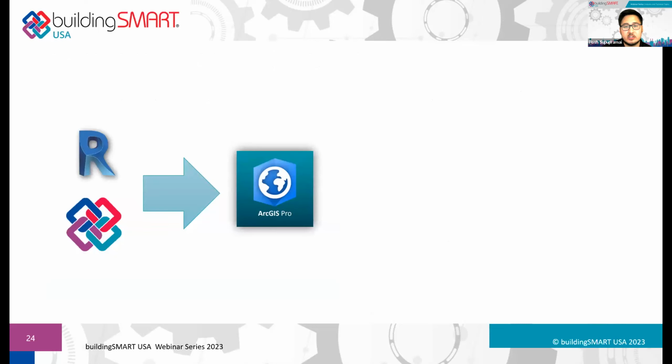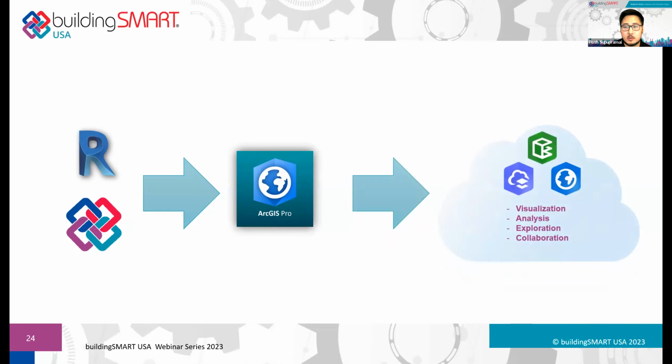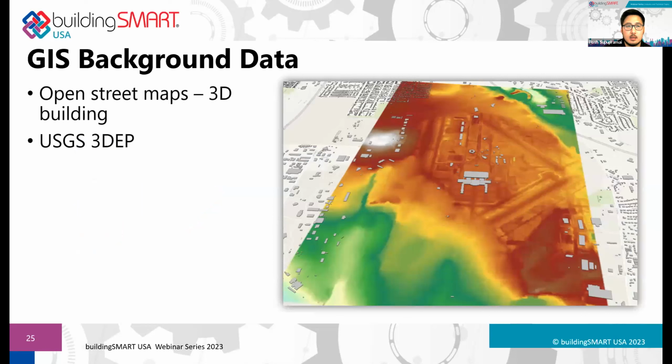So once we have everything in ArcGIS Pro, we want to share that to other audiences on ArcGIS Online so that they can visualize, analyze, explore and collaborate with the models. And we can do so by publishing it as a web scene and uploading it to ArcGIS Online. The important thing about GIS is we can add background data. So we can add in elevation data and add in OpenStreetMaps to just have a better depiction of the surrounding environment.